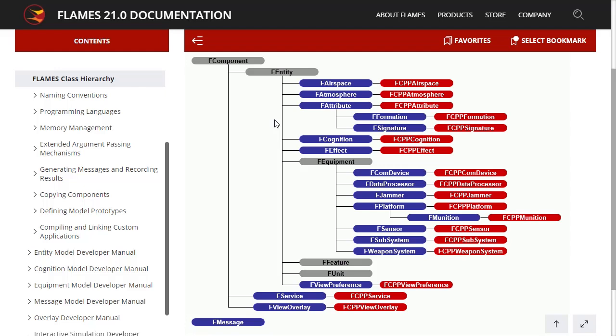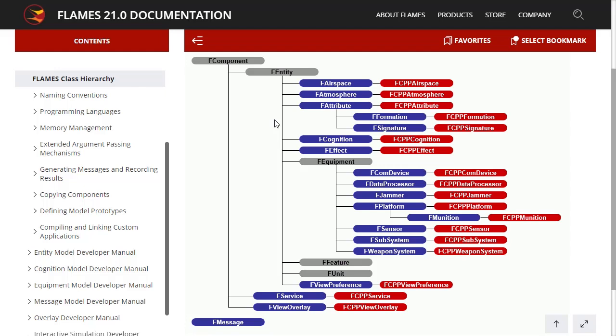There may be other programming languages. There's already Java, there's already C#, that are other languages that get used. And so the fact that the Flames core, the Flames kernel, is written in C is a very good design decision on our part to be able to provide support for other languages.